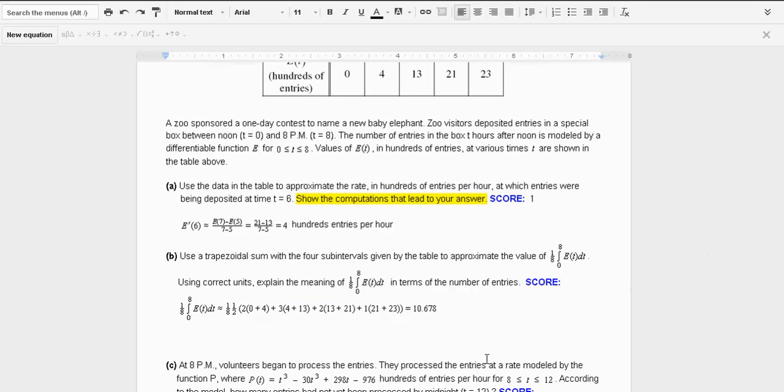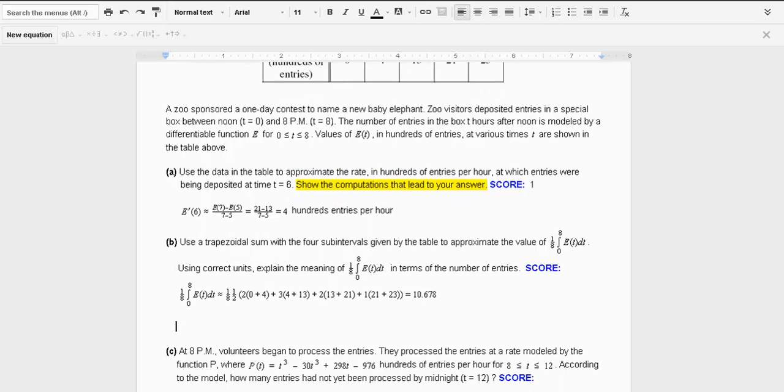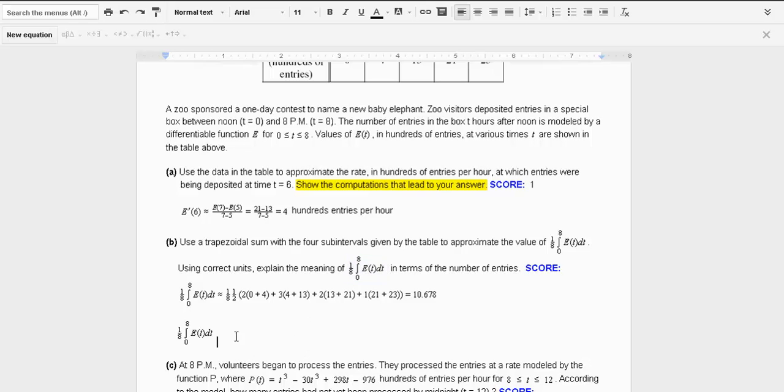Now in the second part of the question, they ask you to explain the meaning. So what you should recognize is this is your average value of the function. So this is the average value of the E function, or E of t, from 0 to 8. So think of this as the average number of entries in the box, because the function E of t tells you how many entries are in the box. So this particular expression represents the average number of entries in the box between 0 and 8 p.m.